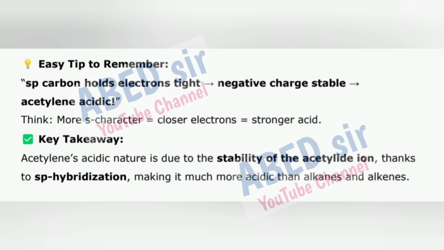Easy tip to remember: the sp carbon holds electrons tight, so the negative charge is stable, and acetylene is acidic. Think: more s character means closer electrons, which means a stronger acid. Key takeaway: acetylene's acidic nature is due to the stability of the acetylide ion, thanks to sp hybridization, making it much more acidic than alkanes and alkenes.